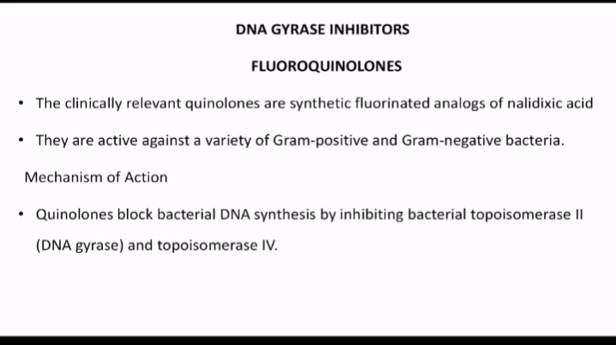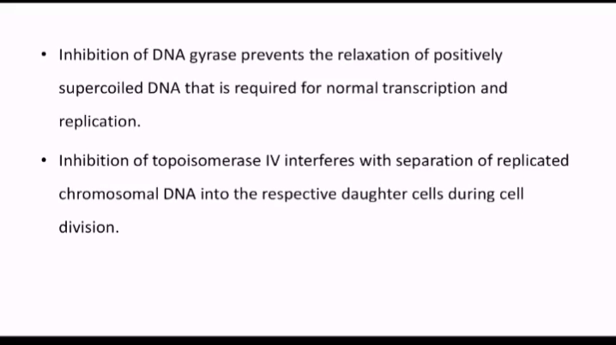Secondly, we will talk about fluoroquinolones. These drugs are called DNA gyrase inhibitors. They inhibit an enzyme called DNA gyrase. The clinically relevant quinolones are synthetic fluorinated analogs of nalidixic acid. They are active against a variety of gram-positive and gram-negative bacteria. Quinolones block bacterial DNA synthesis by inhibiting two types of enzymes: topoisomerase 2, which is called DNA gyrase, and topoisomerase 4. This leads to inhibition of DNA synthesis. Inhibition of DNA gyrase prevents relaxation of positively supercoiled DNA that is required for normal transcription and replication.